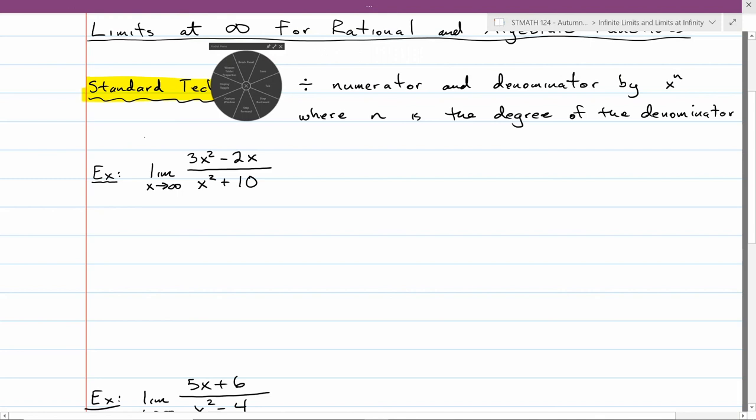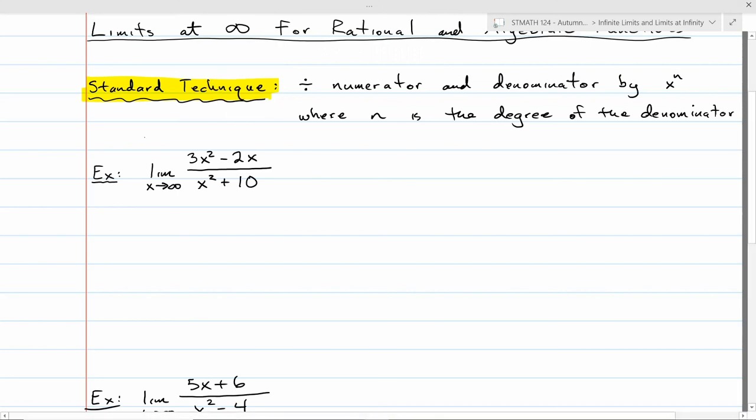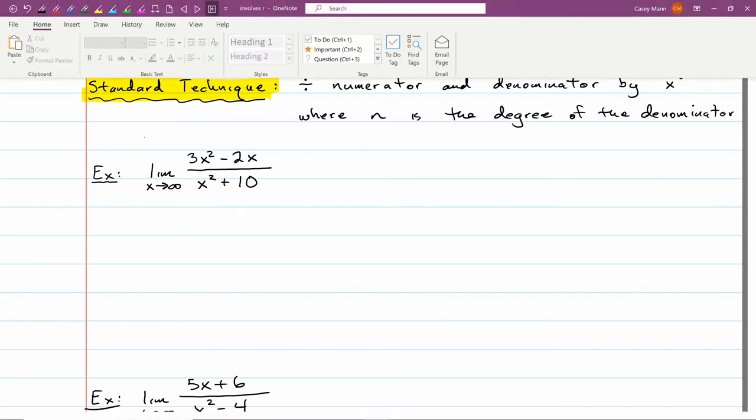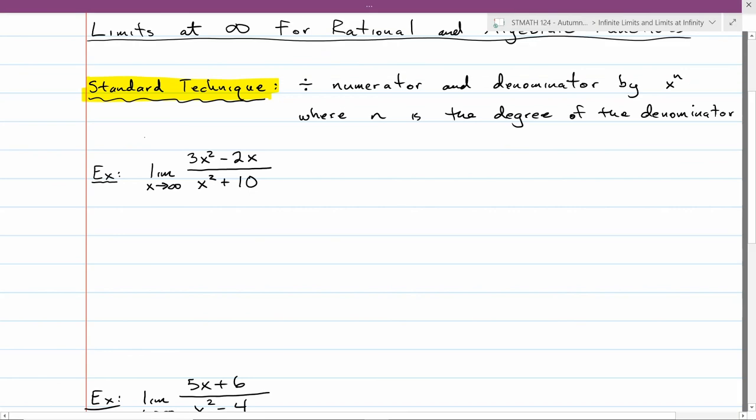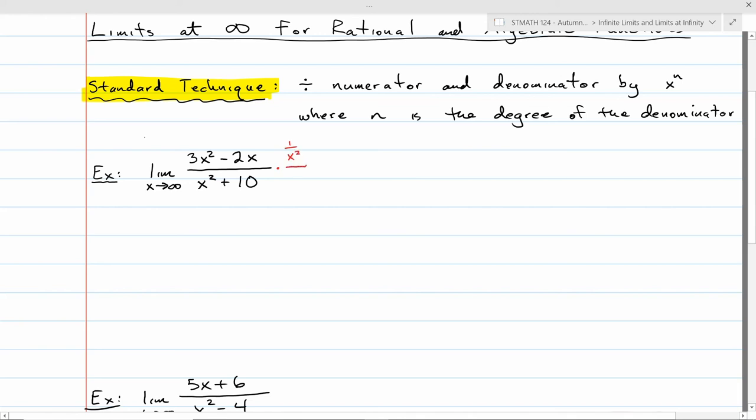So let's try this trick. Let's see how it applies to this first example. We've got a limit as x is going to infinity. We've got 3x squared minus 2x in the numerator and x squared plus 10 in the bottom. The denominator is a second degree polynomial. So the trick there is we're going to divide both the numerator and the denominator by x squared. In other words, multiply by 1 over x squared in the top and multiply by 1 over x squared in the denominator. And you want to distribute, okay?